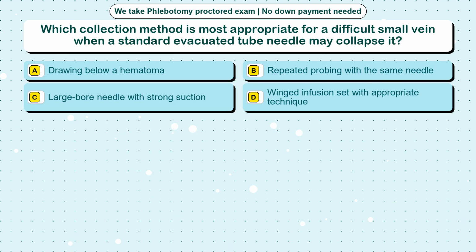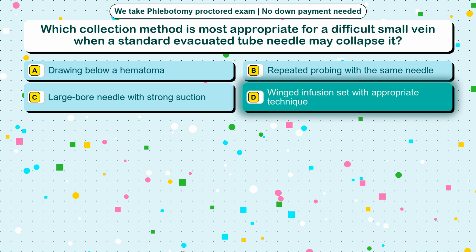Question 50. Which collection method is most appropriate for a difficult small vein when a standard evacuated tube needle may collapse it? Option A. Drawing below a hematoma. Option B. Repeated probing with the same needle. Option C. Large bore needle with strong suction. Option D. Winged infusion set with appropriate technique.